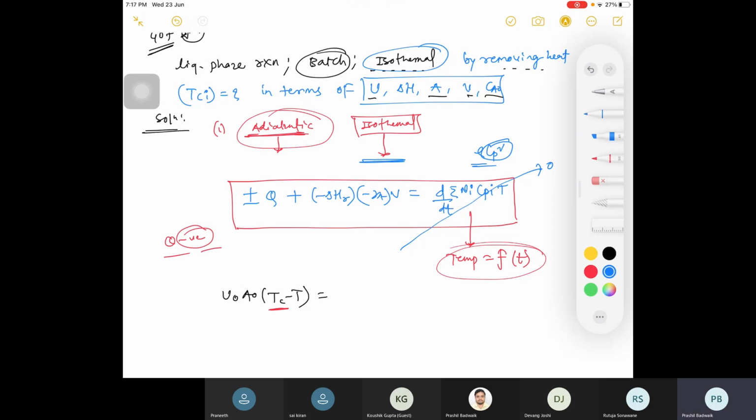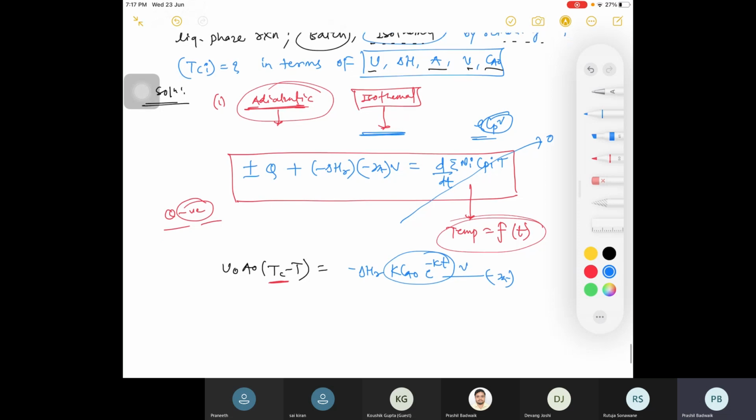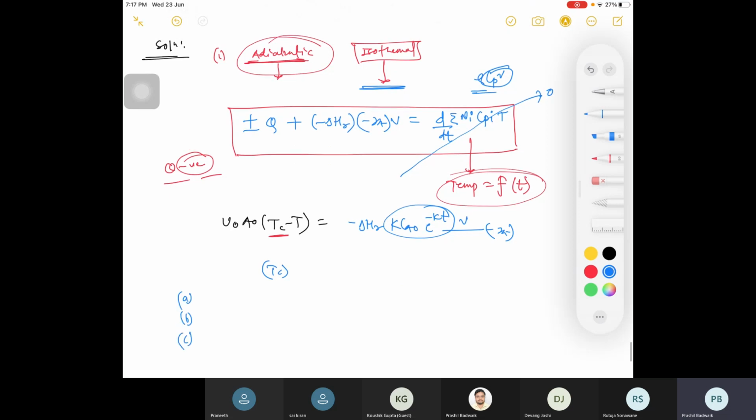Here it is, minus delta H_R reaction, what is your minus r_A, that is your k into C_A, not e power minus kT, if it is mentioned, or you can write minus r_A as it is. Okay, then what remains, your volume is there. So this is your equation. Now please calculate what is your Tc. Okay, options were given A, B, C, D. You need to choose among these four.